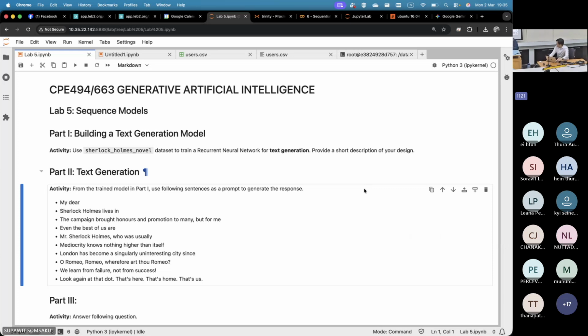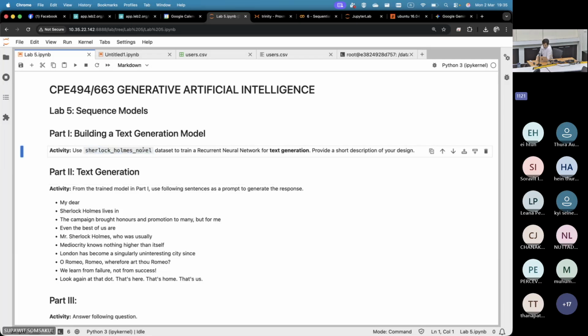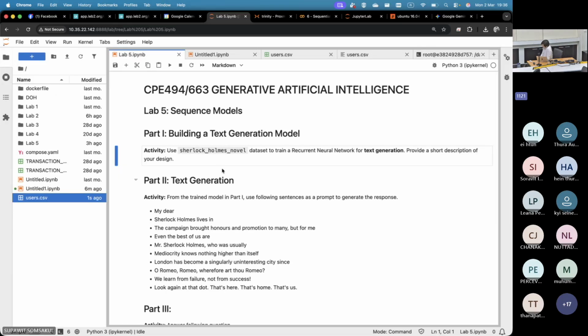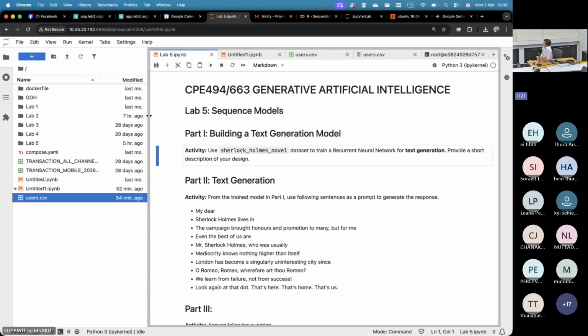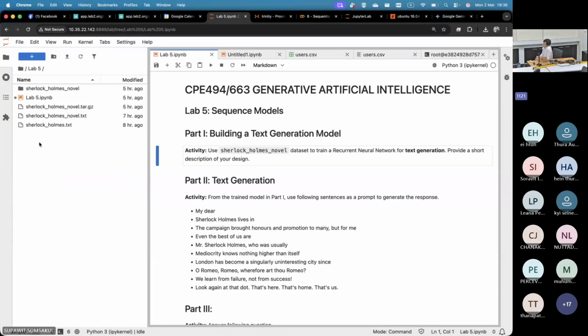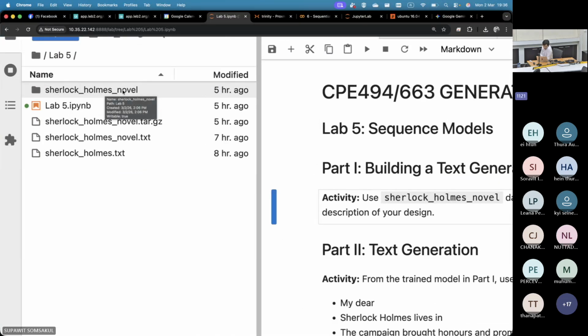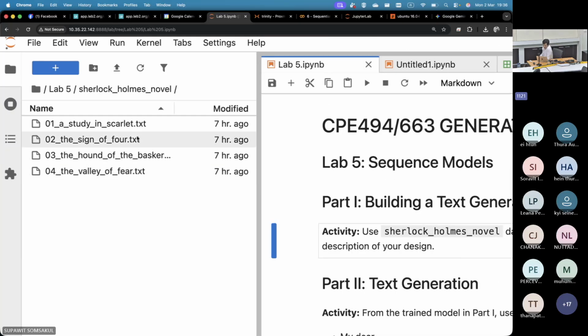Okay, so the work that you have to do in the lab is similar to what Ajahn Yai just demonstrated to you. I want you to train a simple text generation model using the dataset that I provided in Lab 2. Let me walk you through this dataset first. It is the Sherlock Holmes novel dataset, which consists of 4 files. If you download and extract it, you will have a folder called Sherlock Holmes novel. Inside you will have 4 files, which are the Sherlock Holmes novels, starting from A Study in Scarlet until The Valley of Fear.